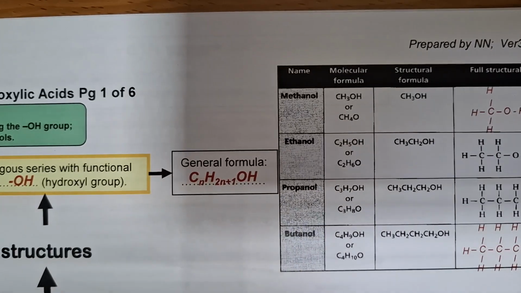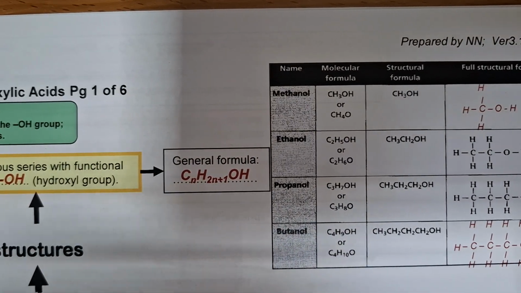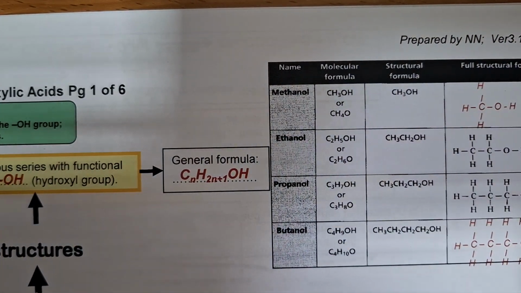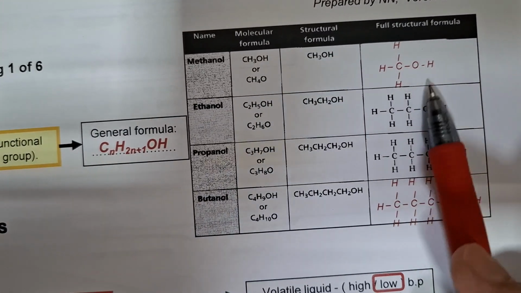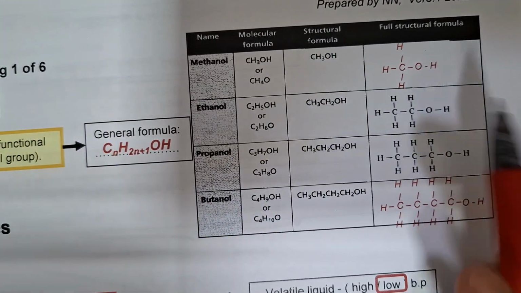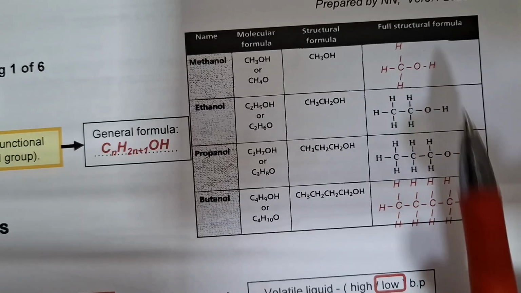So these are the first four members of the alcohol homologous series: methanol, ethanol, propanol, and butanol. You need to know how to draw the structural formula. You cannot just stare at it, you have to practice drawing it.